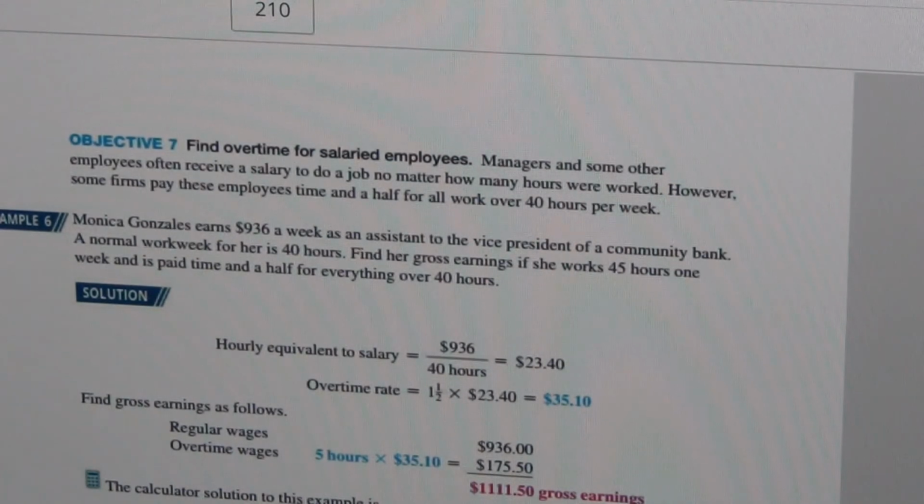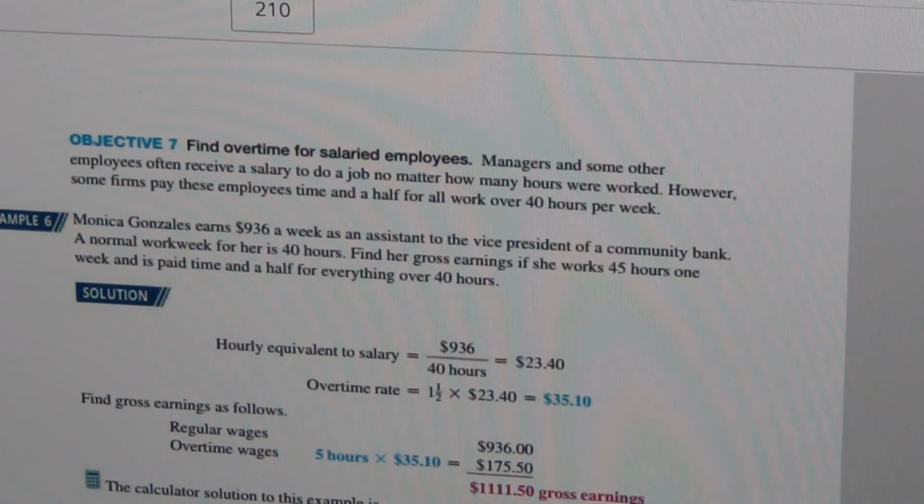All right, so the example here, we're going to look at Monica Gonzalez, who earns $936 a week as an assistant to the vice president of a community bank. A normal work week for her is 40 hours. Find her gross earnings if she works 45 hours 1 week and is paid time and a half for everything over 40 hours. So that's an example of her being on salary, but yet in her case, her position does not allow her to be exempt, so she's got to be paid overtime.